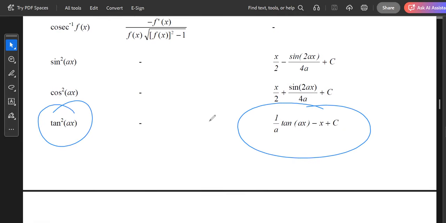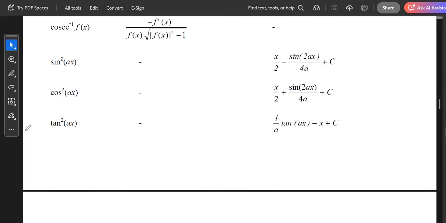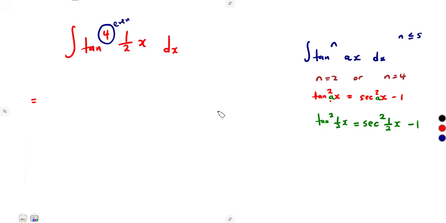So you can just use the formula that you are already given to integrate a tan squared. So this part is particularly meant for the 4, the power of 4, the exponent of 4. Okay? So how do we expand it now in terms of a tan squared?